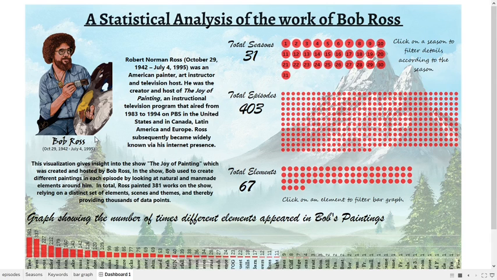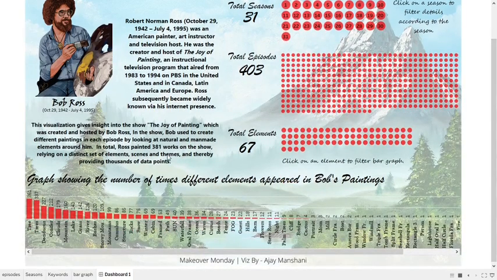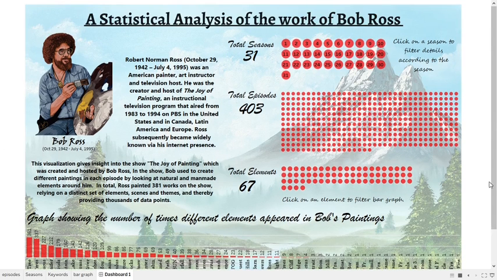This is the image of Bob Ross which I found on Google. These are some details about Bob Ross. This is a paragraph which I have written which tells the end users what this visualization is for, and what is the use of this visualization.